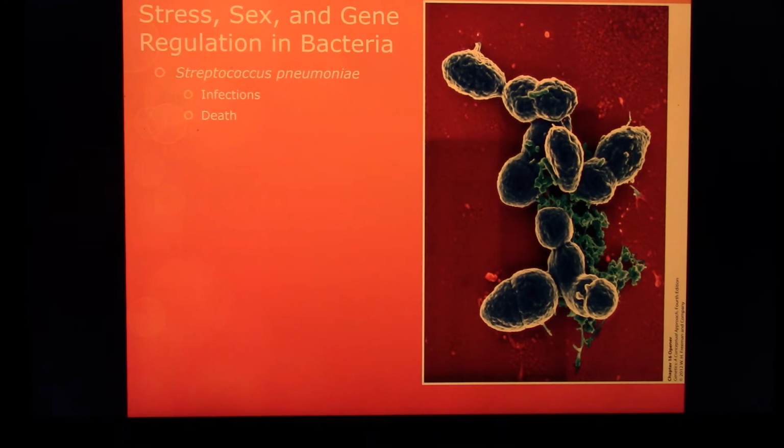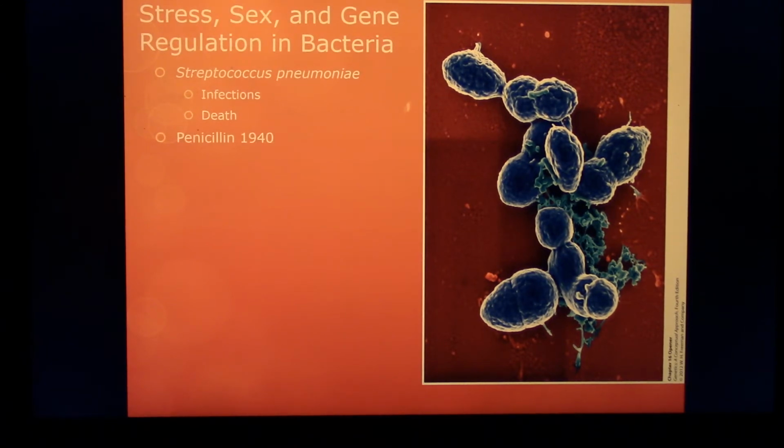So this is on stress, sex, and gene regulation in bacteria. And the focus is the Streptococcus pneumoniae, shown right here. This causes infection and death, and we talked about it back when we talked about the Griffith transformation principle during the Chapter 10 DNA structure. So Streptococcus pneumoniae can infect and kill mice, it can infect and kill us, and it is pictured over here.